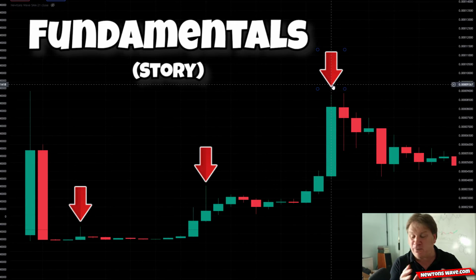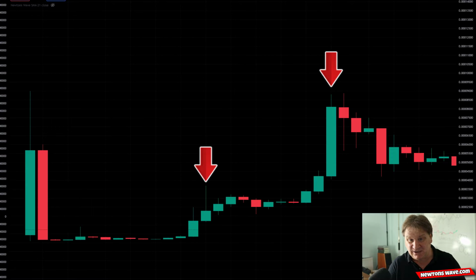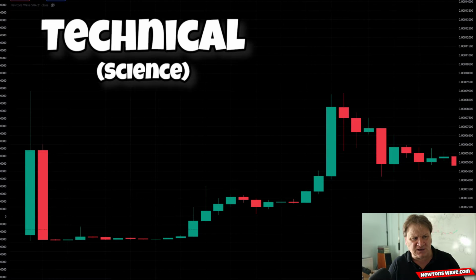Regardless of what they are, whether it's pump, whether it's hype, whether it's in the Financial Times, whether the Bank of America or the Bank of England have sanctioned this and made this legal, right? That is fundamentals. Okay, so let me now show you what technical analysis is, right? So technical analysis is the science behind the data. So in this instance, we're looking at the candlestick price pattern here. Okay, so that is the data.